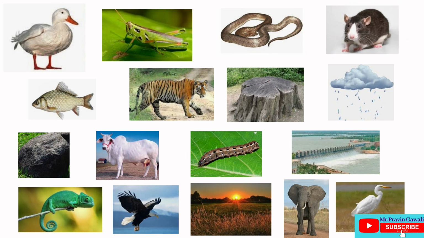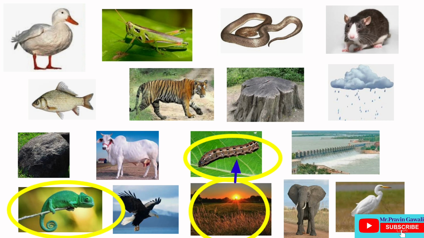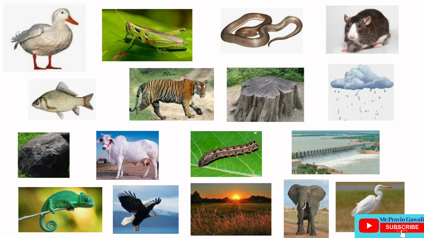One more example I would like to tell you. For example, sunlight is required to grow the grass or leaf. Then the leafworm eats grass or leaf. Chameleon eats leafworm. And eagle or big birds eat chameleon. Okay students, in this way there is a relation between sunlight, leaf, worm, chameleon and eagle.